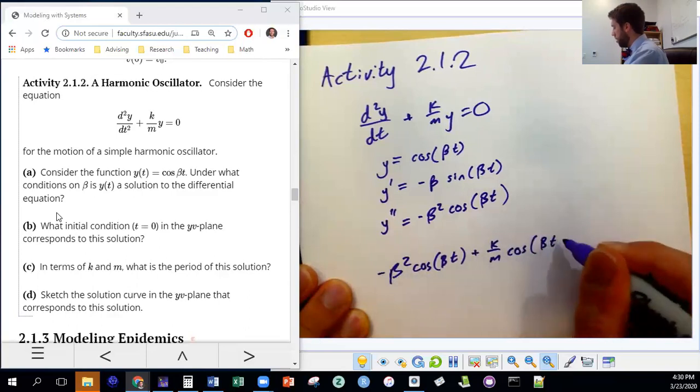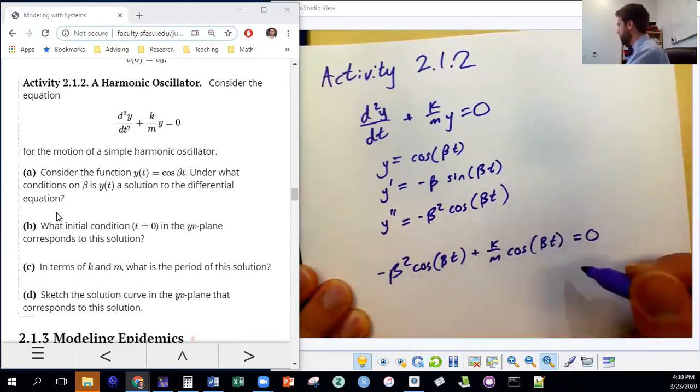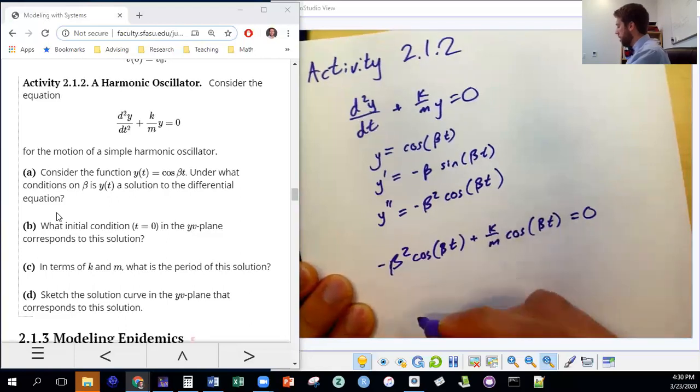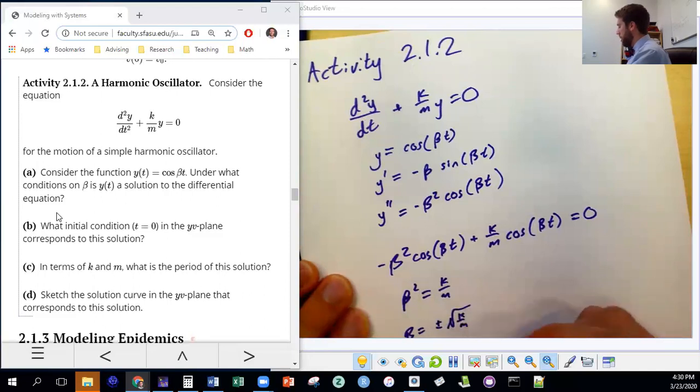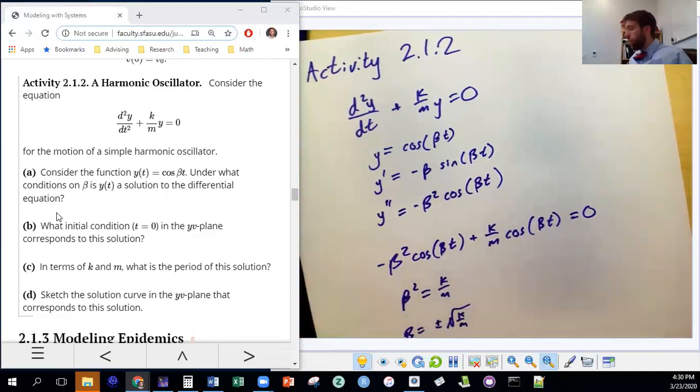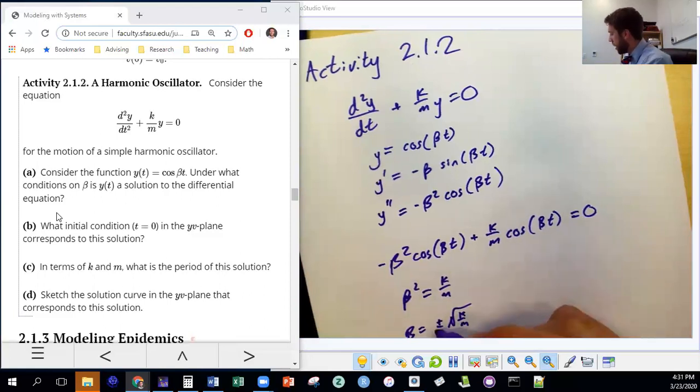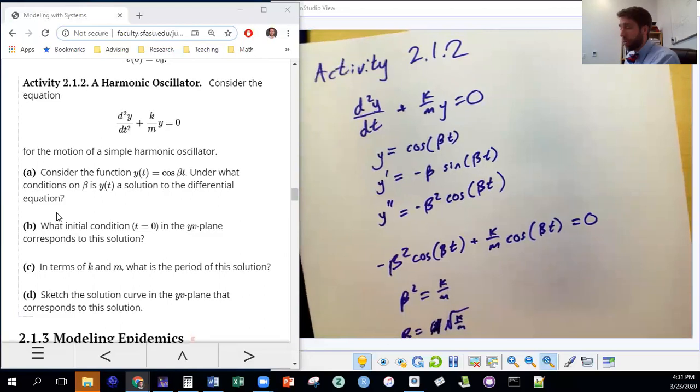beta t equals 0. And so you get that beta squared has to equal k over m, which means beta equals positive or negative square root of k over m. But then it doesn't matter if it's positive or negative because cosine is an even function. And so if beta were positive or negative, it would give you the same function. So you don't need to worry about the negative square root of k over m.